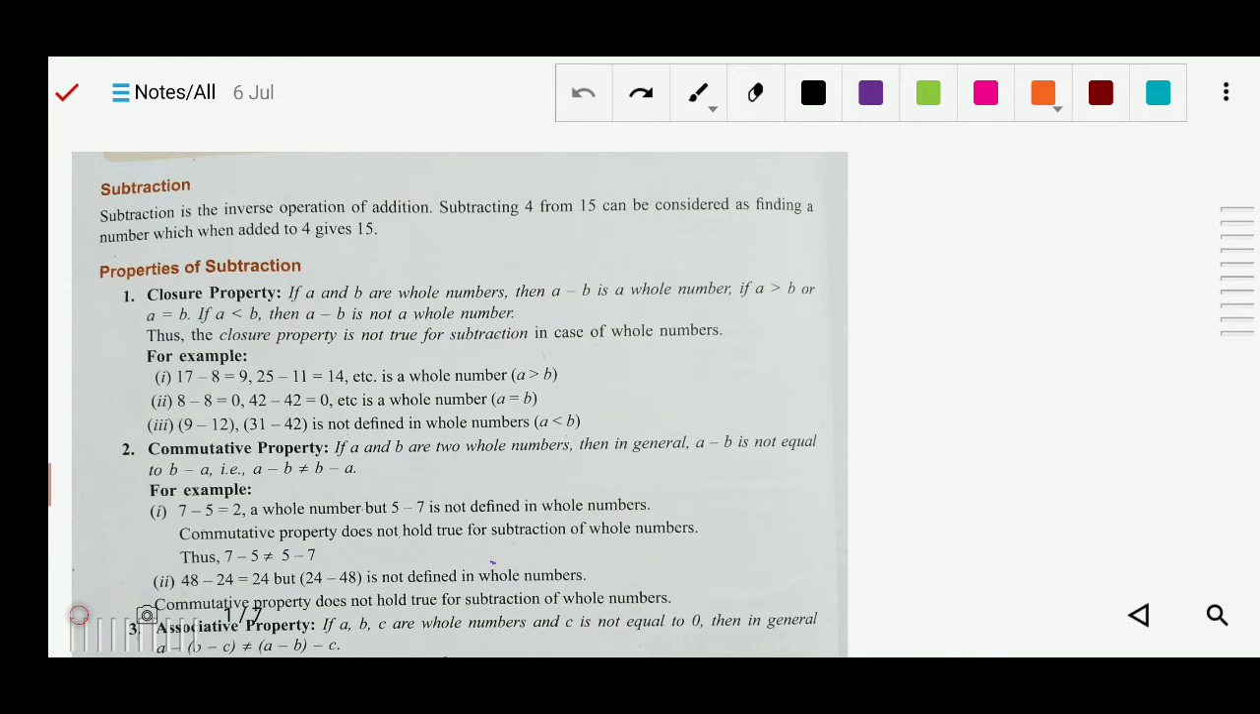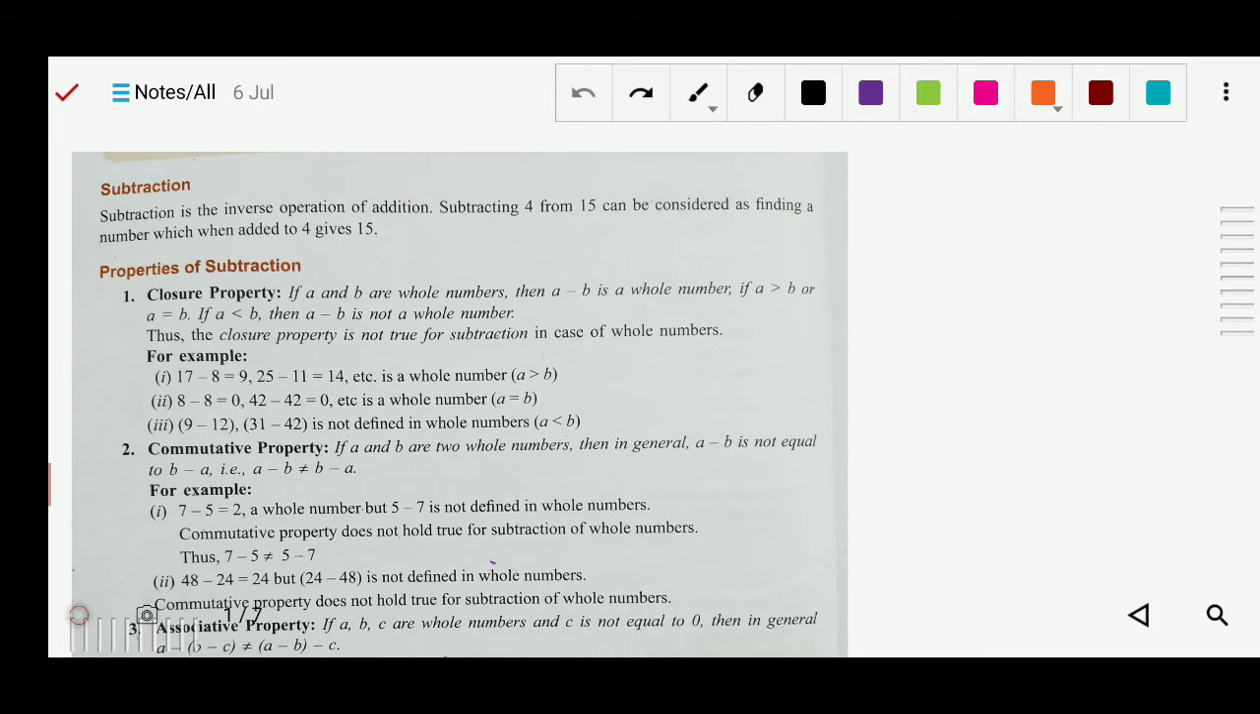Good morning, students. Today we will study exercise 2C from chapter 2. You can take out page number 38, which is subtraction. So today we will first discuss the properties of subtraction.